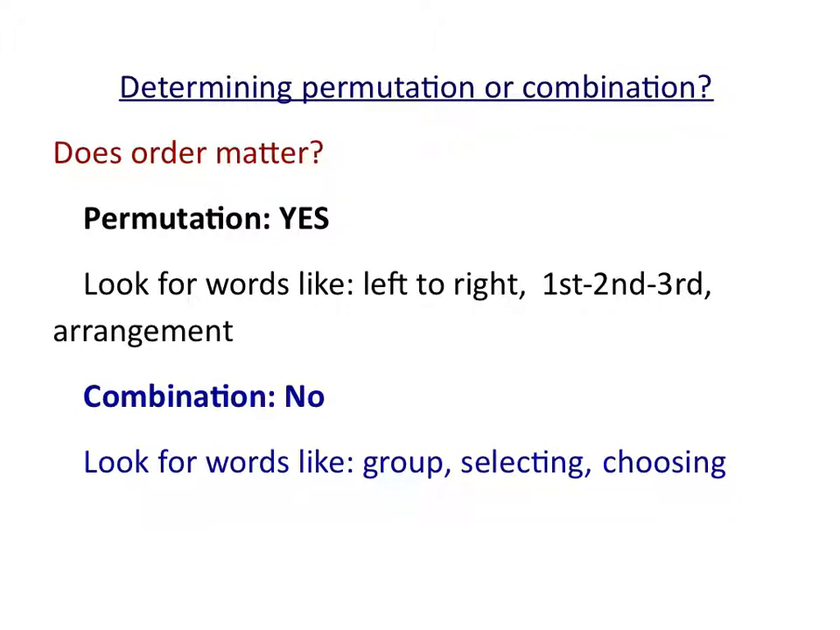So here's a couple notes to help with figuring out if you have a permutation or combination. The big question to ask is, does order matter? If order does matter, that's a permutation. So you're going to look for words in the word problem like left to right, first, second, third places, and arrangement of objects. That all means that order matters. If order doesn't matter, then you have a combination, and you're looking for words like grouping things or just selecting, because therefore it would not matter the order that you're selecting something.